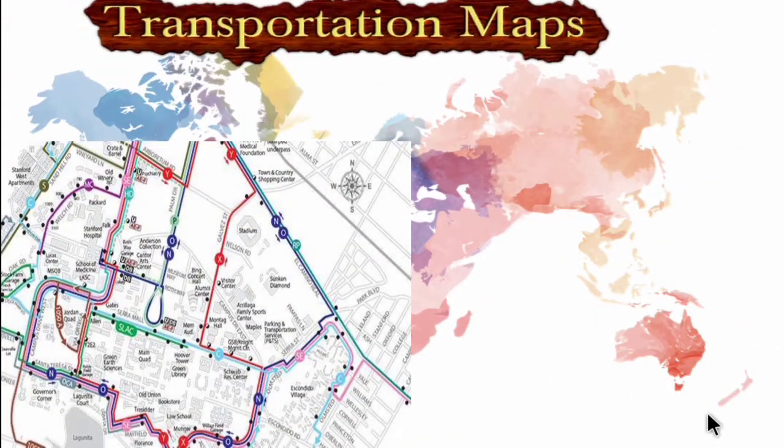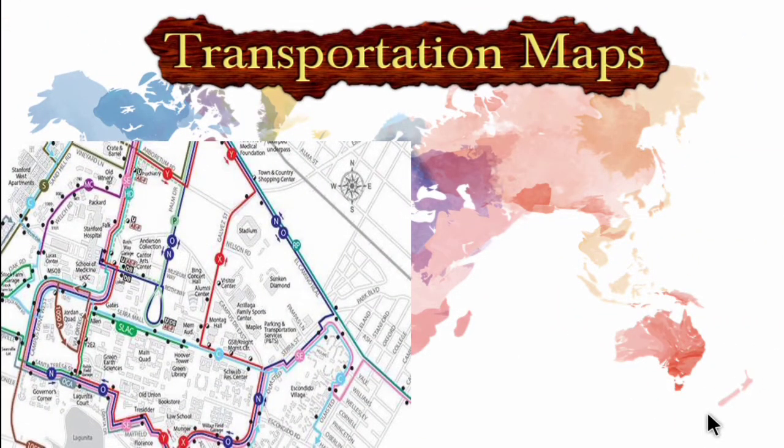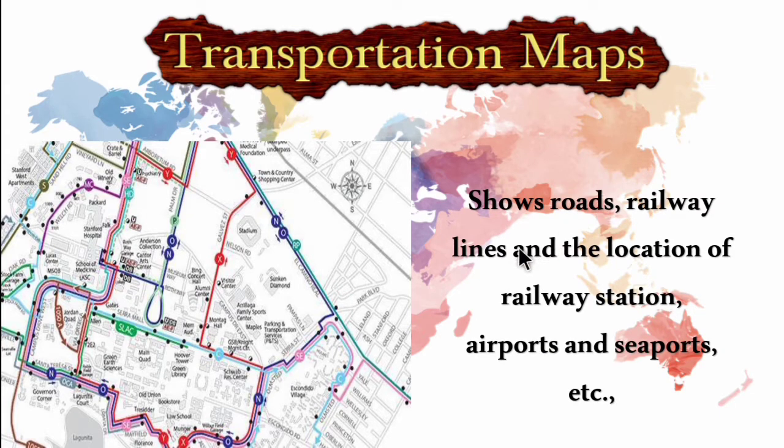The next one is the transportation map, another example of cultural map. It shows the roads, railway lines and the location of railway stations, airports and seaports. These are all man-made features. From a transportation map we can know about the roadways, railways, airports, seaports and nearby railway stations.